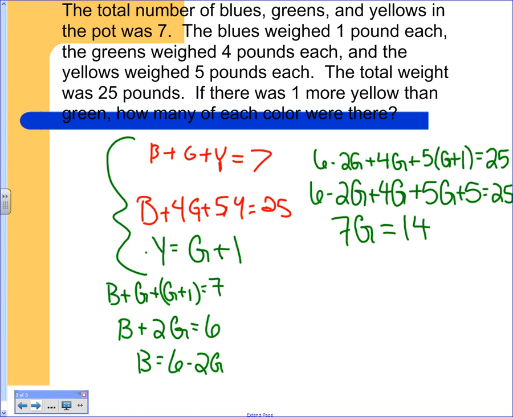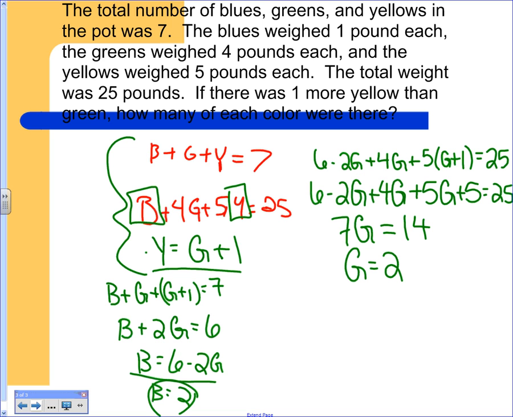Did y'all get G equals 2? Any questions on G equals 2? I took B and put it in here, and then I took the Y and put it in there. So if G equals 2, what does your B have to equal? Okay. And what about your Y? Do y'all see how that works?